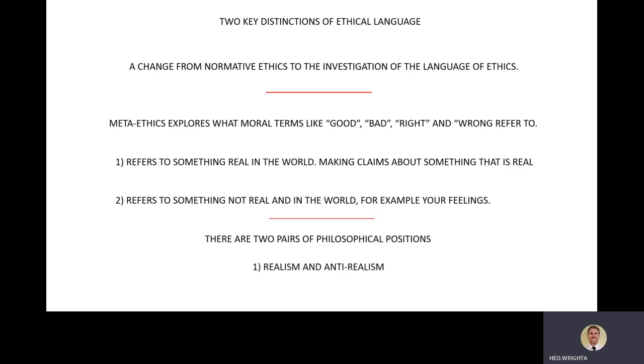They are called realism and anti-realism. So number one refers to realism, something real in the world. Number two is anti-realism, in that it is not real in the world. It is not referring to anything in the world. And then two new keywords, cognitivism and non-cognitivism. We will come to those two keywords a little bit later.